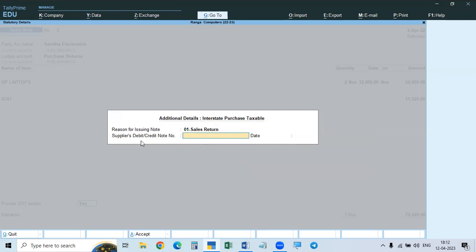And then the supplier's debit or credit note. When they are issuing the debit note, they will issue a credit note to us. When you issue a credit note, they will issue a debit note to us. So what is the debit note or credit note issued by them? In this case, we send the goods and debit note to them, and they will check and accept the return of goods, and they will send the credit note.